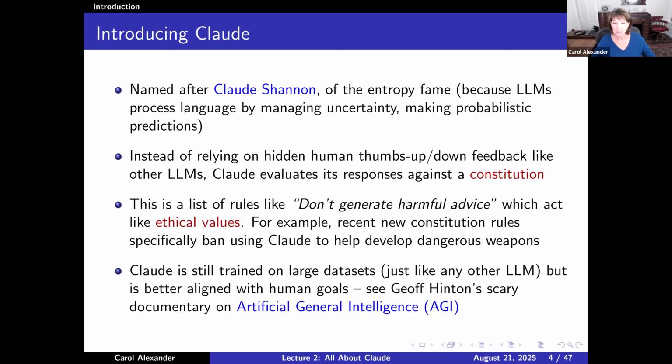It evaluates its own responses against its own ethics. So the Constitution is a list of rules like you must never generate harmful advice. For instance, just recently, they changed the Constitution to add rules about avoiding anything to do with developing nuclear weapons or chemical weapons or things like that. And Claude is still trained on large data sets, just like every large language model. But apparently it's better aligned with human goals. And that actually is really quite important.